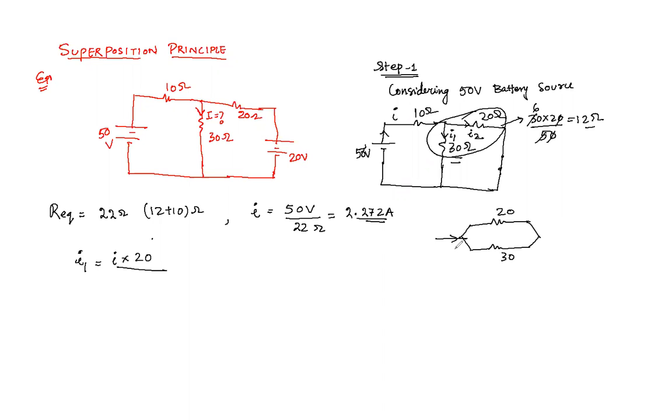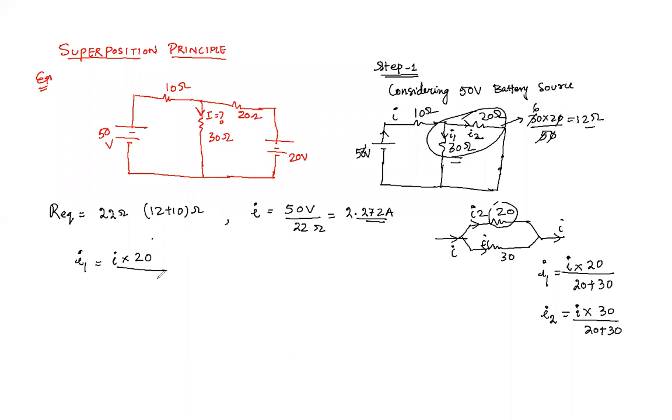If I is the total amount of current, and here it is I2 and here it is I1, then I1 is calculated as total current multiplied with the resistor that is connected in parallel with 30, that is 20, divided by 20 plus 30. Similarly, if I wish to find out I2, then it is going to be I into 30 divided by 20 plus 30.